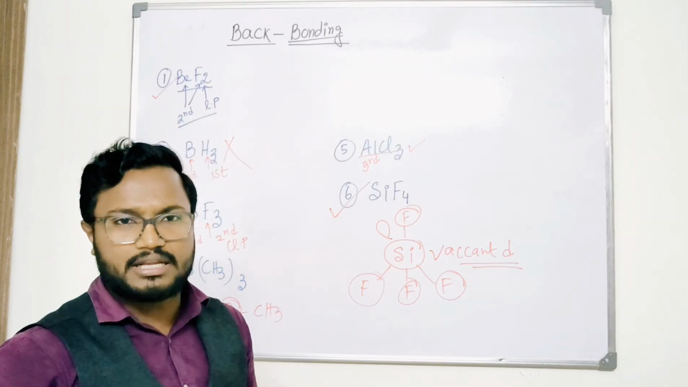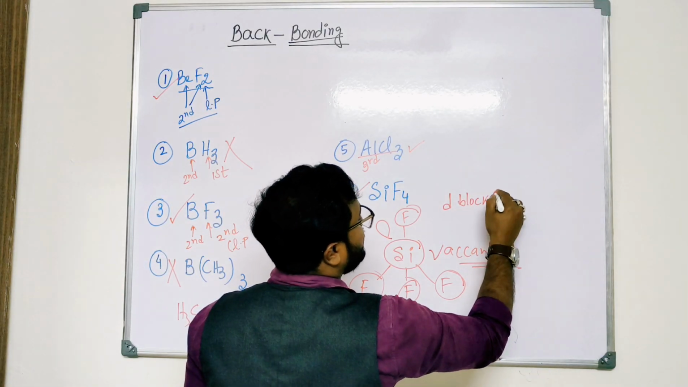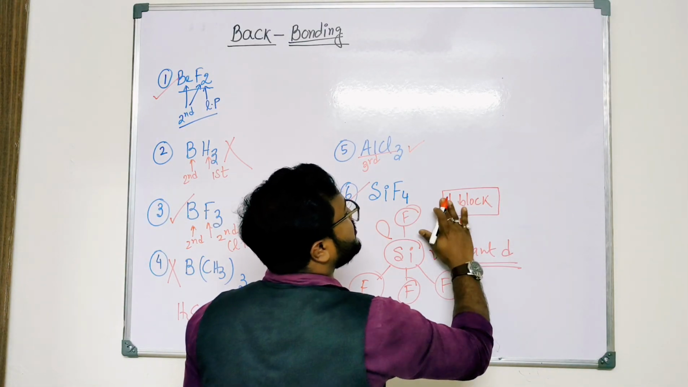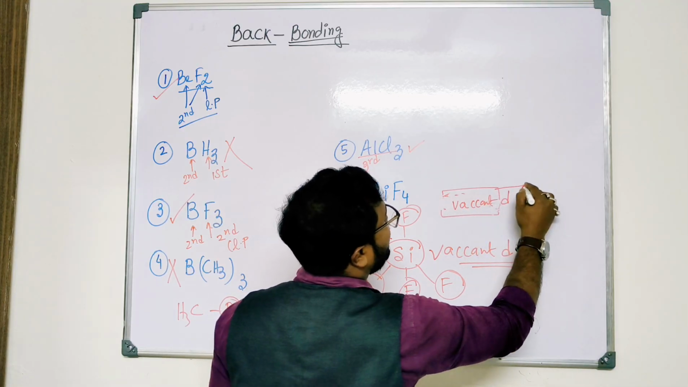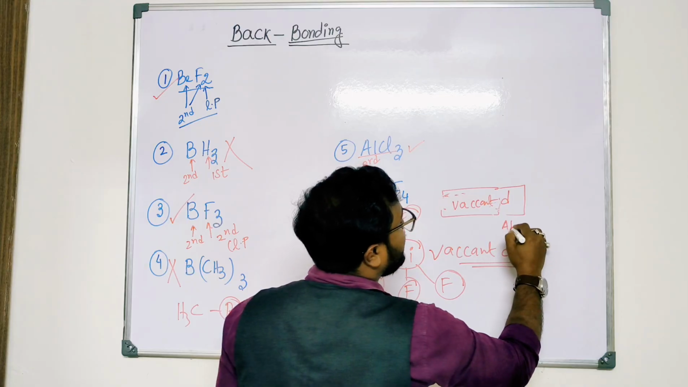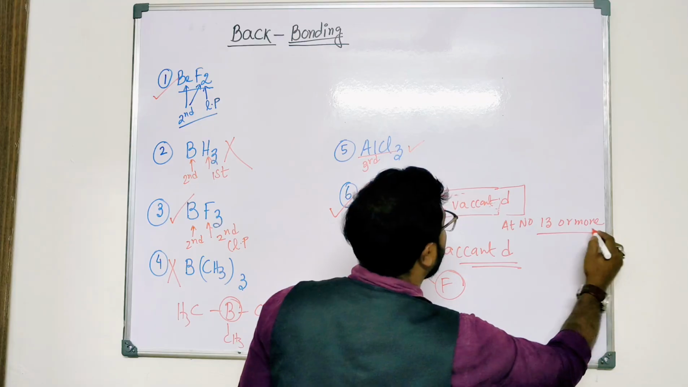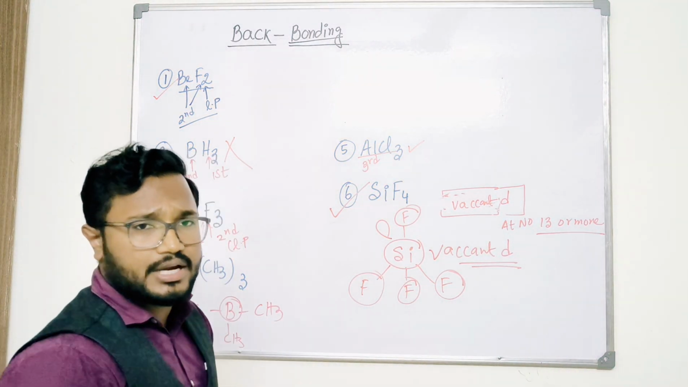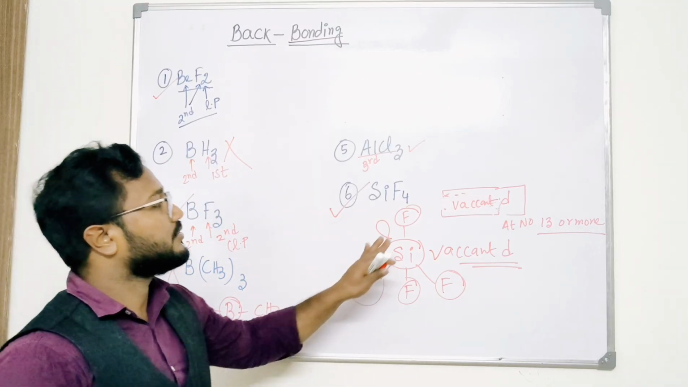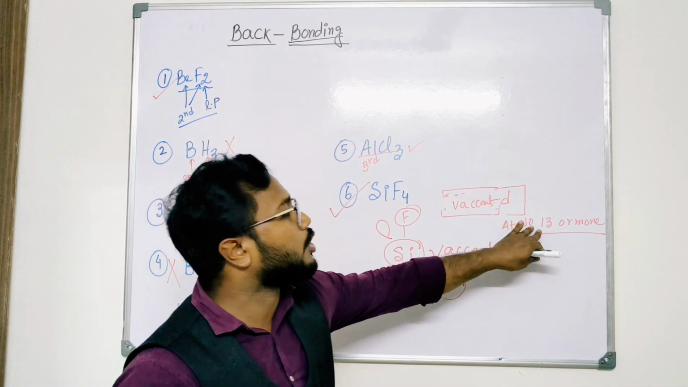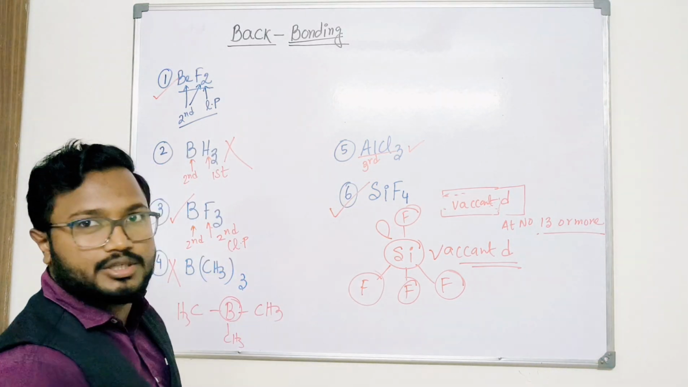There is a simple trick that I follow to solve d block elements, or better to say, vacant d. Which of the following compounds has vacant d? A simple logic: atomic number 13 or more, they have vacant d orbital. Just remember this, and you can understand whether an element has vacant d orbital or not. If their atomic number is 13 or more, it has vacant d orbital. So this is the basic logic for solving questions on back bonding.